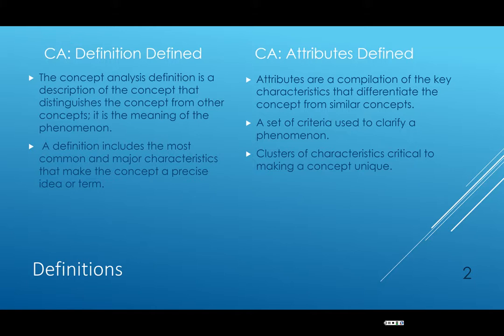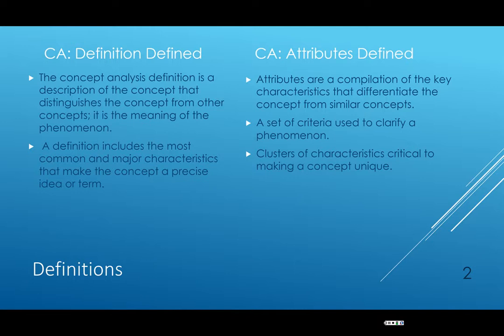These attributes are sometimes referred to as critical attributes or critical characteristics or defining characteristics. That means that they have to be major. They can't be peripheral to the concept, and they need to have some criterion that makes the phenomenon unique. The importance of this is emphasized in Walker and Avant, where they say that determining the attributes is really key.